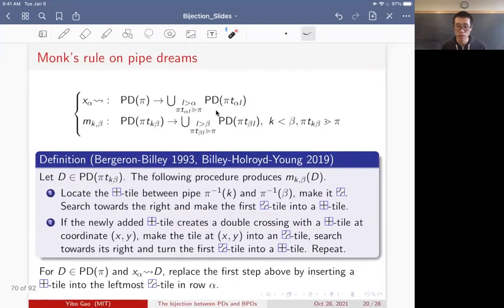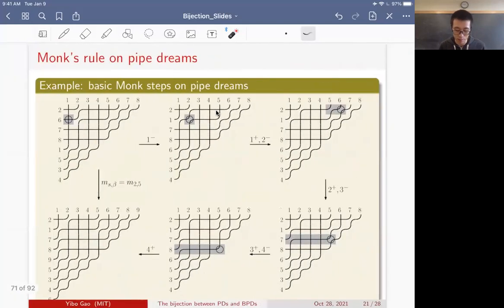I'm not going to really say the details, but let me do an example here that can show you this Monk's rule can actually last for many steps. So let's say I'm going to delete this cross, and I search towards its right to add another crossing here. When I add this crossing, oh, sorry, it's already in this page. Yeah. So if I add this crossing, then that creates a double crossing with this cross. So I need to undo this crossing and then add another crossing here.